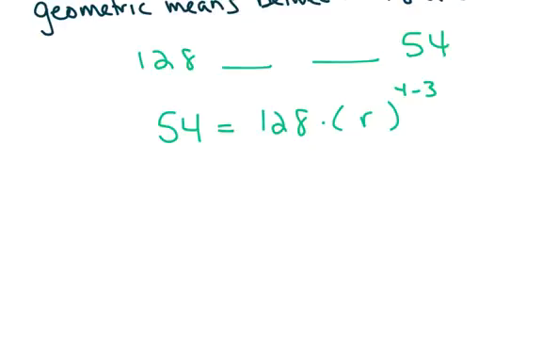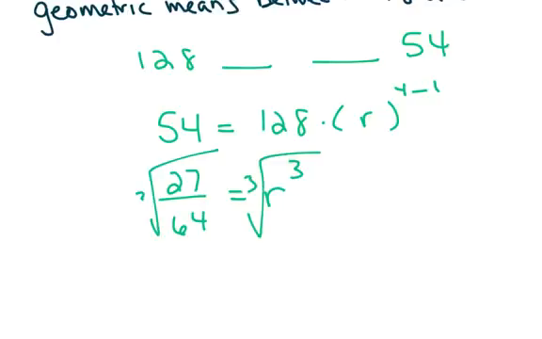Well, first you're going to divide 54 by 128. And it wasn't a pretty number, so if you write it as a fraction, which I think is going to help, it reduces to 27 over 64. And that's going to equal r to the first power. Nope, not first power. R to the third, because that should be a 1. And then in order to solve for r, you'd have to cube root both sides.